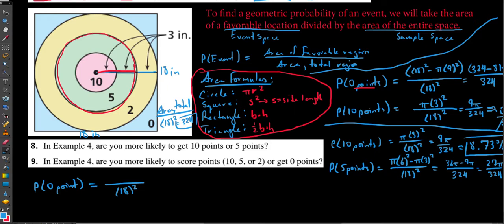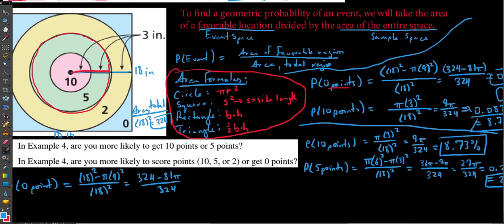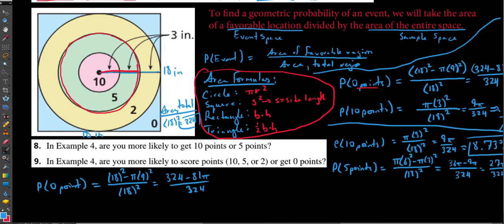Well, it would be the entire space, 18 by 18, so 18 squared, minus the area of our large circular region here, which has a radius of 9 inches. So minus pi times 9 squared. This would give us our 324 minus 81 pi all over 324. Now, because we have already previously found this, our 0-point region, let me scroll back up here, was this 0.2146. I'm going to borrow just to save us some time here. You should have gotten the same thing, 0.2146. And this time I'll leave this as a decimal.